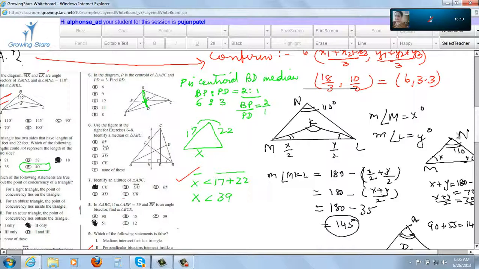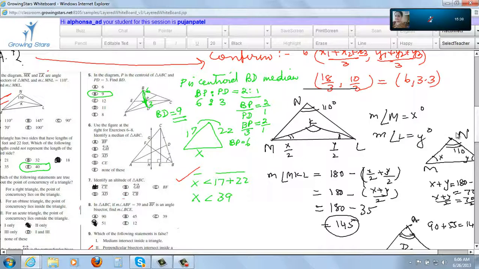Yeah. So here you have BP over 3 is equal to 2:1. So BP is 6. So you have 6 here and you have 3 here. You're asked for the total BD. BD will be 9. 6 plus 3, 9. So 9 is the choice.